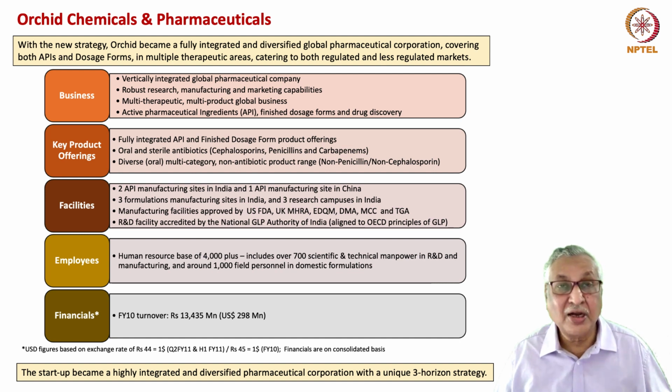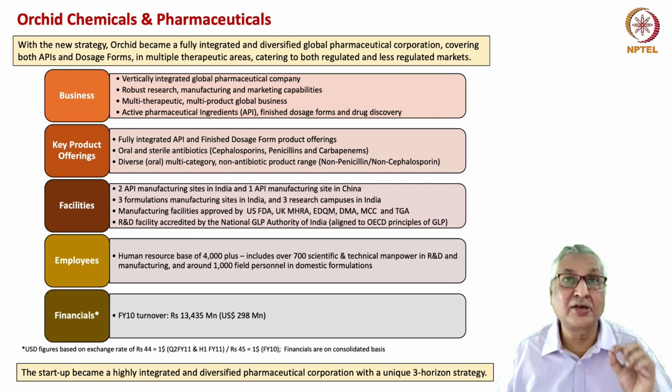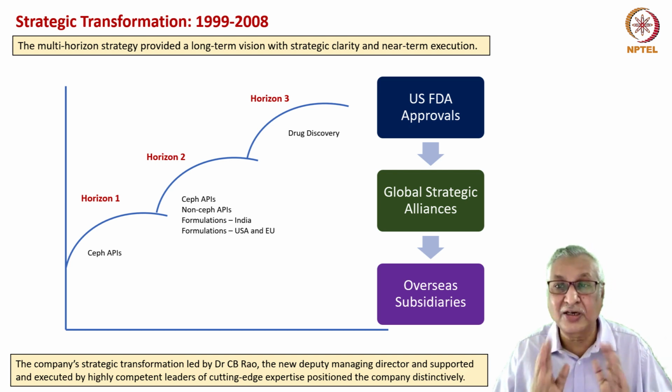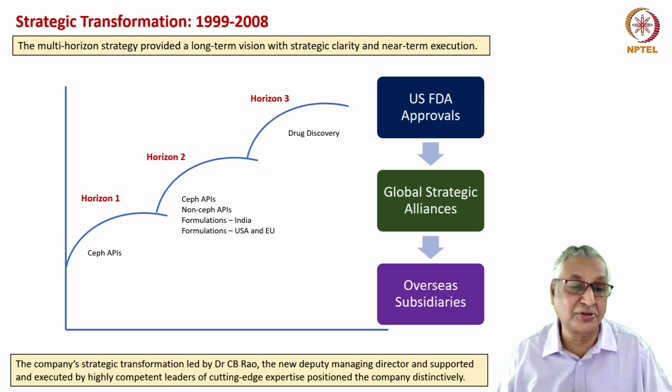The startup became a highly integrated and diversified pharmaceutical corporation with a unique three horizon strategy, which I will briefly present, but will take you through that strategy in the next lecture. The strategic transformation between 1999 and 2008 was multi-horizon. It provided a long term vision with strategic clarity and near term execution.